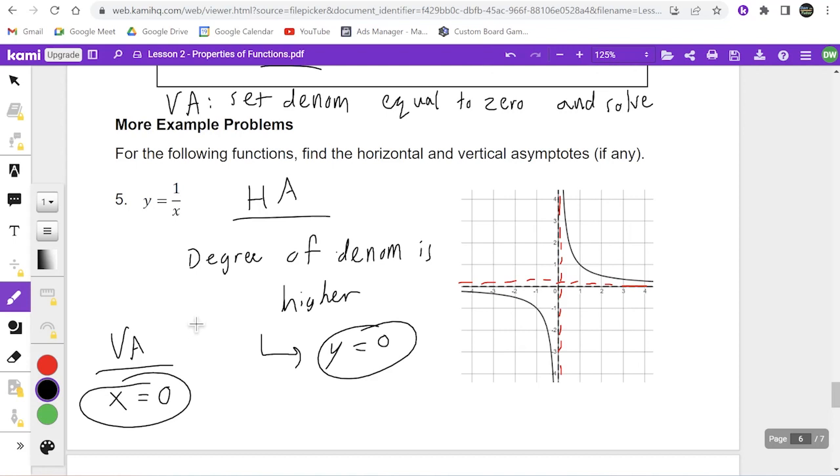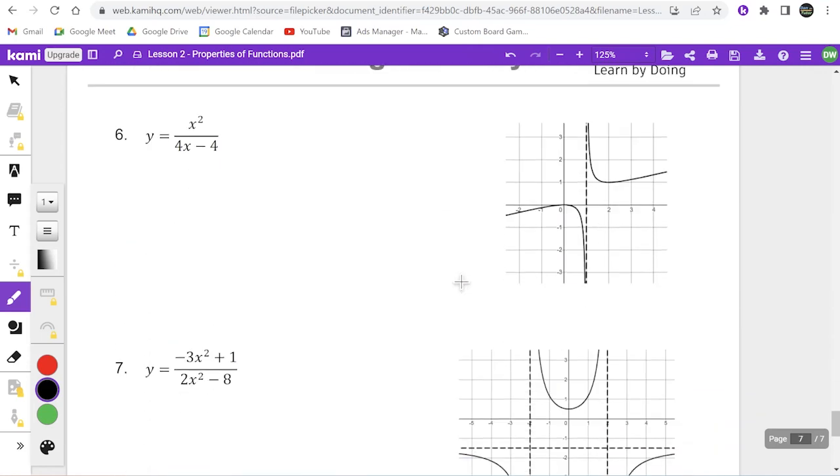Okay, great. By the way, when are we talking about horizontal and vertical asymptotes? We're talking about these. They're called rational functions. Rational functions simply means there's like a fraction. There's a numerator and there's a denominator. That's when we're talking about these asymptotes.